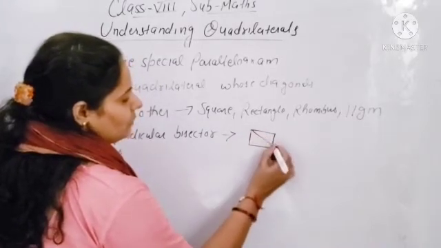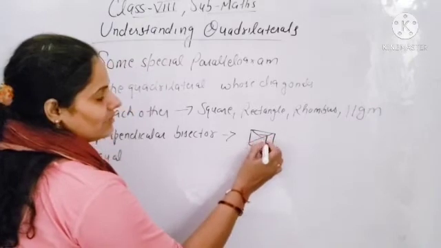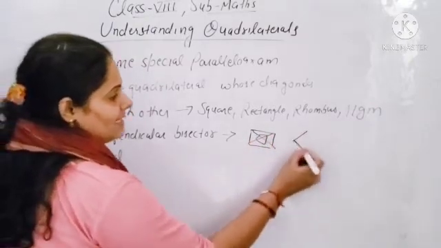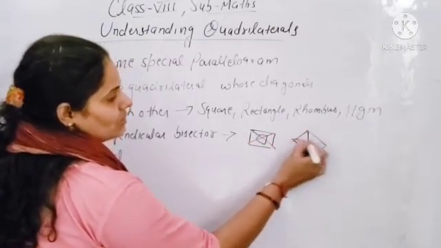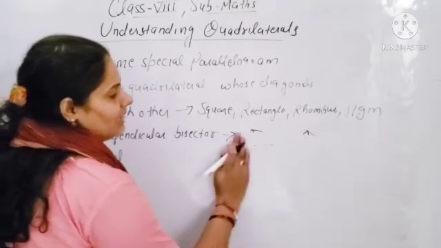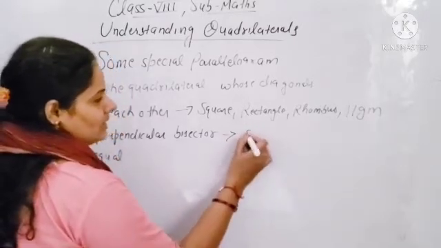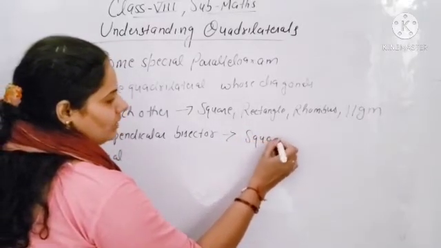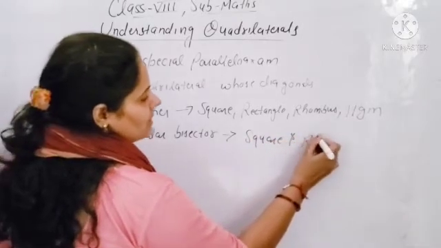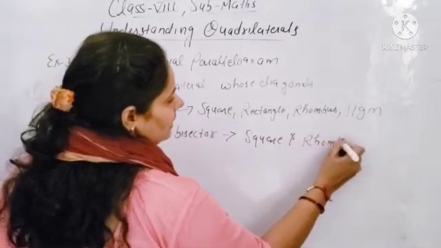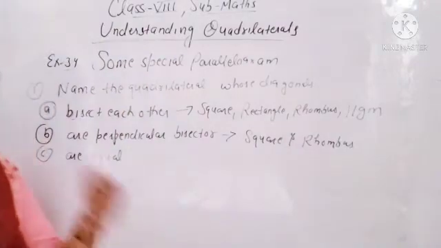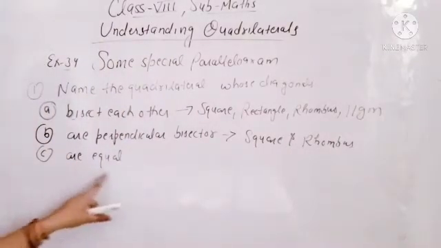In a square, if you take the diagonals, they will bisect at 90 degrees. And the second one is the rhombus. In a rhombus also, the diagonals will bisect at a right angle. So you can say it will be square and rhombus. Clear?